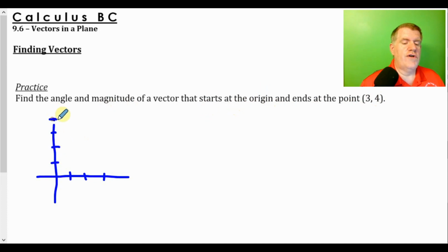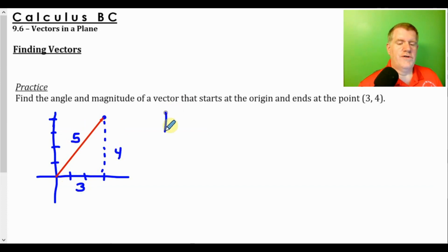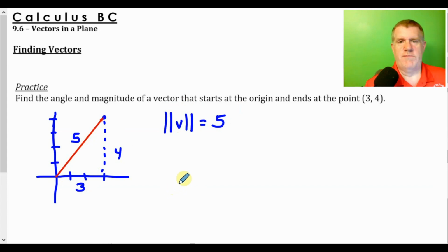So first of all, the magnitude. If I go to the point 3, 4, remember this is my resultant vector, and I started with the point 3 and 4. Guess what? Pythagorean theorem. So the magnitude of that vector is 5. Remember, magnitude and distance are the same thing.